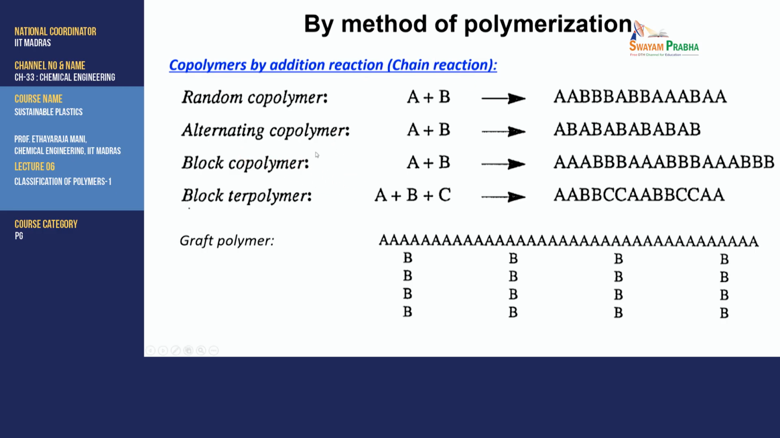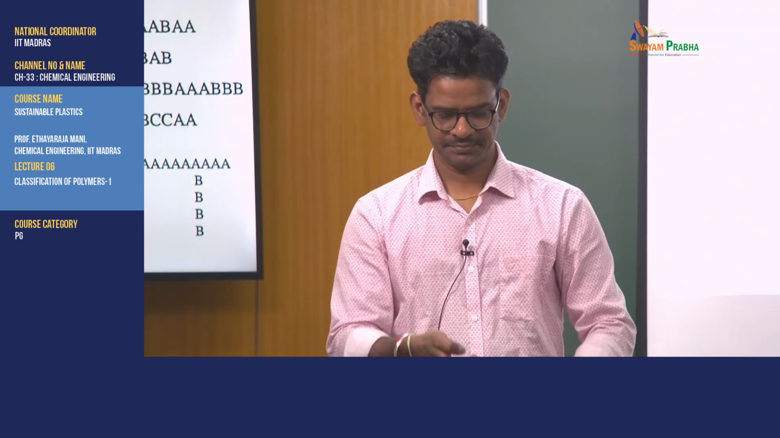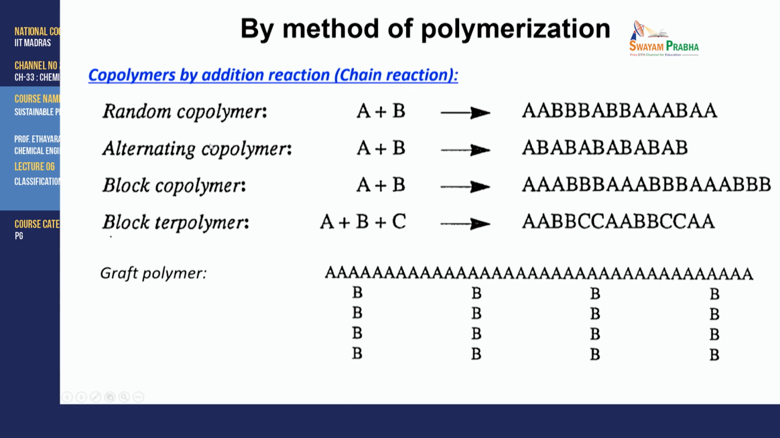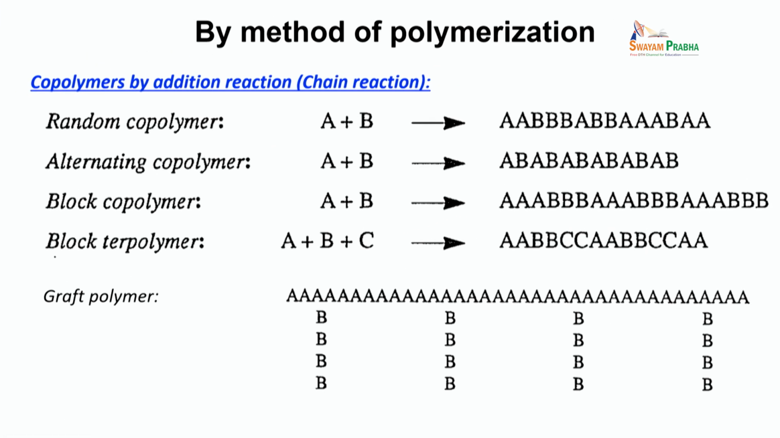Then there is something called a block copolymer. Block copolymer means that you create a block of A monomer chain and then make another block of B, and they are chemically linked together. So here you can see there is a small block of A, then a small block of B, then a smaller block of A, and it repeats. The block itself repeats. These are called block copolymers.